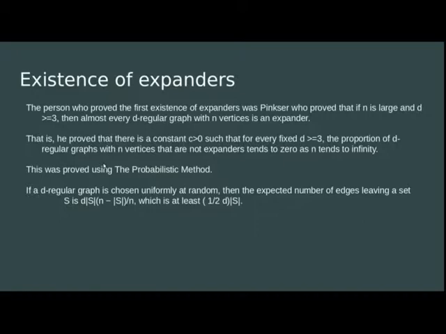Now this was proved using the probabilistic method. If a d-regular graph is chosen at random, then the expected number of edges leaving a set S is this, which is at least half times d times the cardinality of S. And then by using some standard tail estimates, we can prove that the probability that the number of edges leaving a set S is significantly different from the expected value is as small as 0.